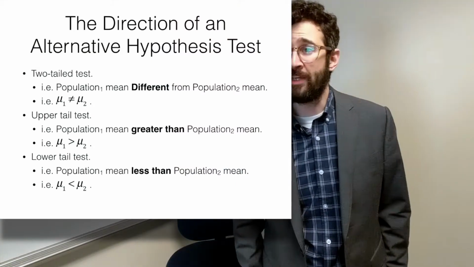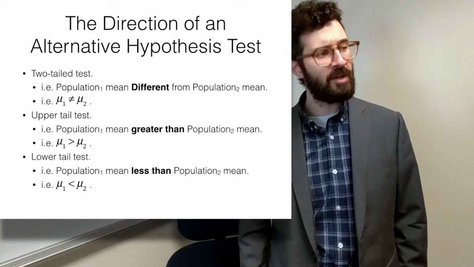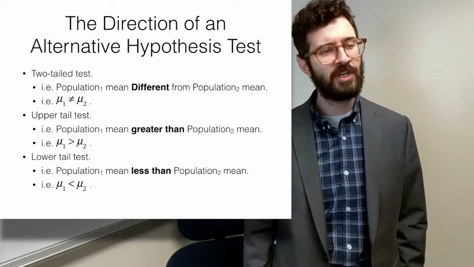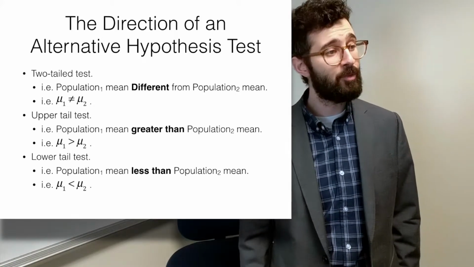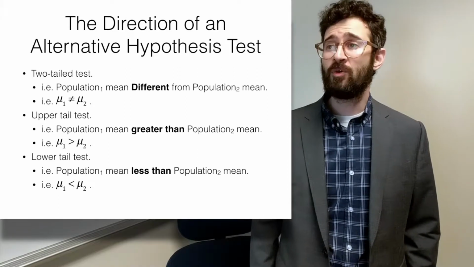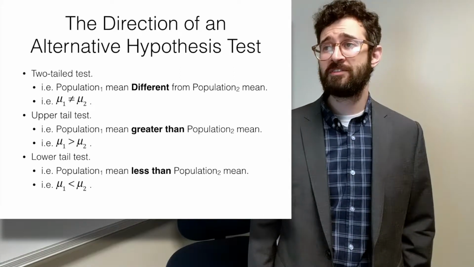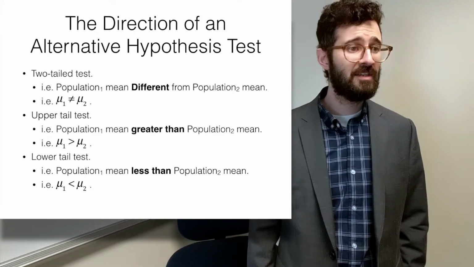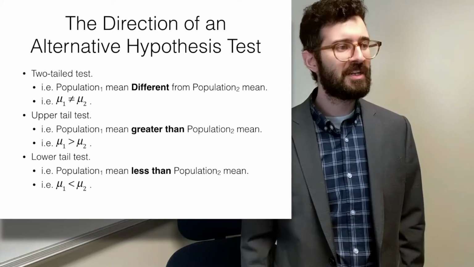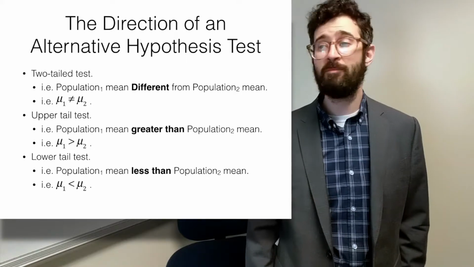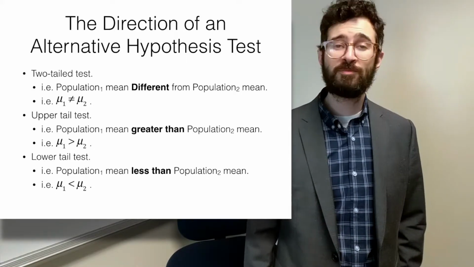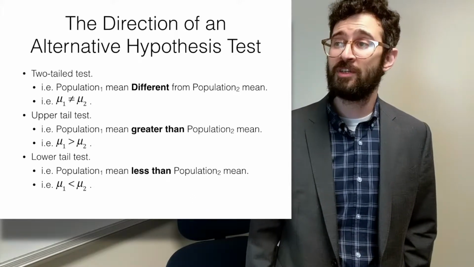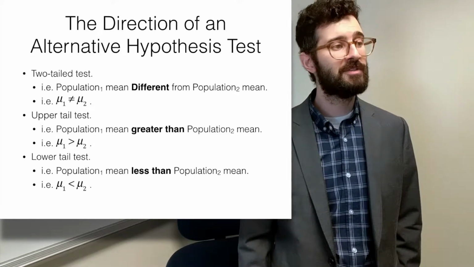Now, I also want to point out that this alternative hypothesis that I came up with is just one of 3 possible alternative hypotheses that you can come up with. So the first alternative hypothesis, as we talked about last time, is a two-tailed test. This is the hypothesis that claims that the population average for the first population is simply different from the population average in the second population.